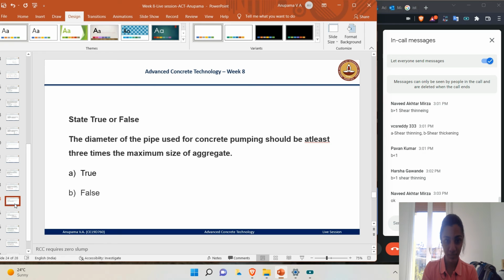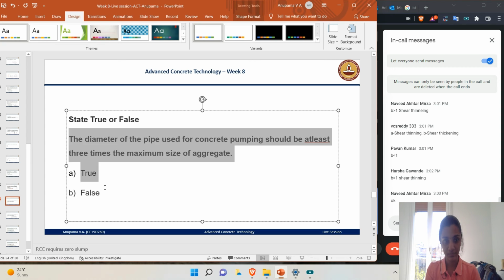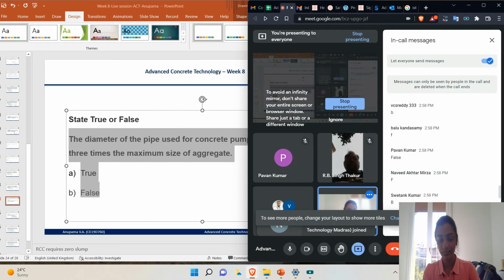The diameter of the pipe used for concrete pumping should be at least 3 times the maximum size of the aggregate. So state true or false is the question.